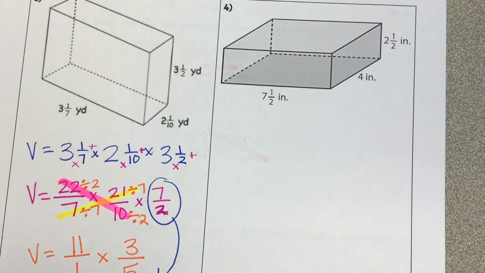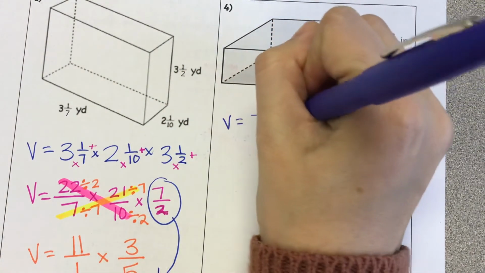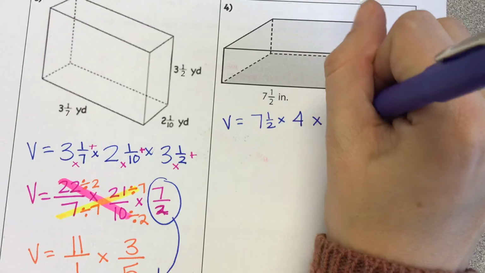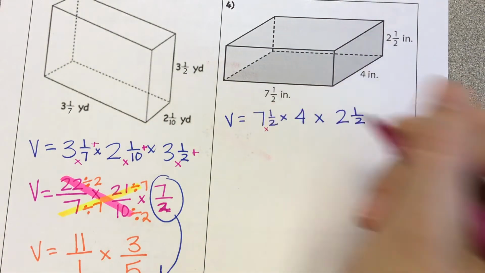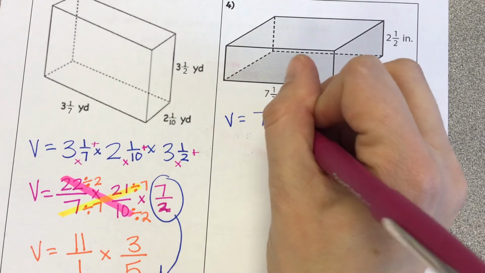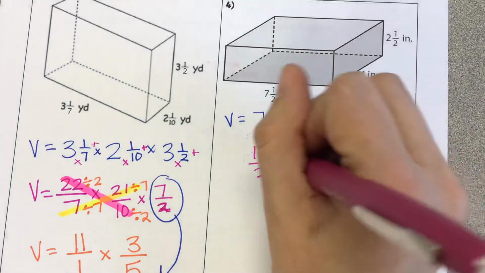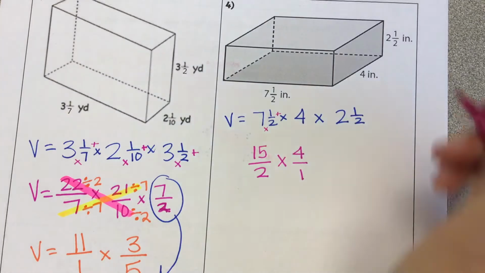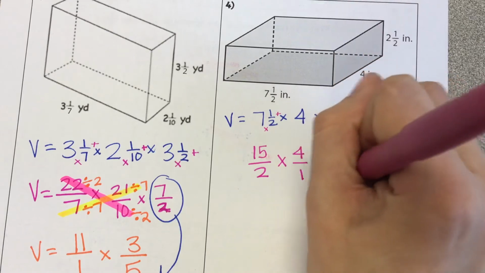So again, we just want to multiply these three measures. So our first side of 7.5 times our second side of 4 times our third side of 2 1/2. Before I do any simplifying, I'm making them improper. 7 times 2 is 14. 14 plus 1 is 15. So we get 15 over 2 times 4 as a fraction is just 4 over 1 times 2 times 2 is 4 plus 1 is 5 over 2.